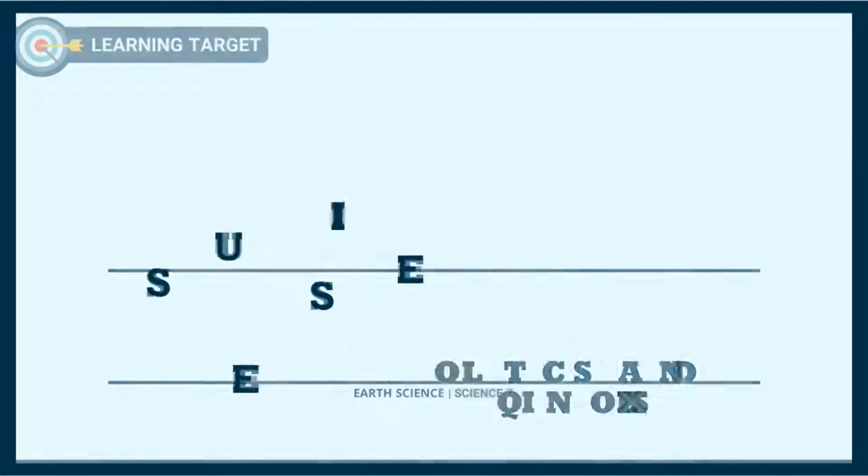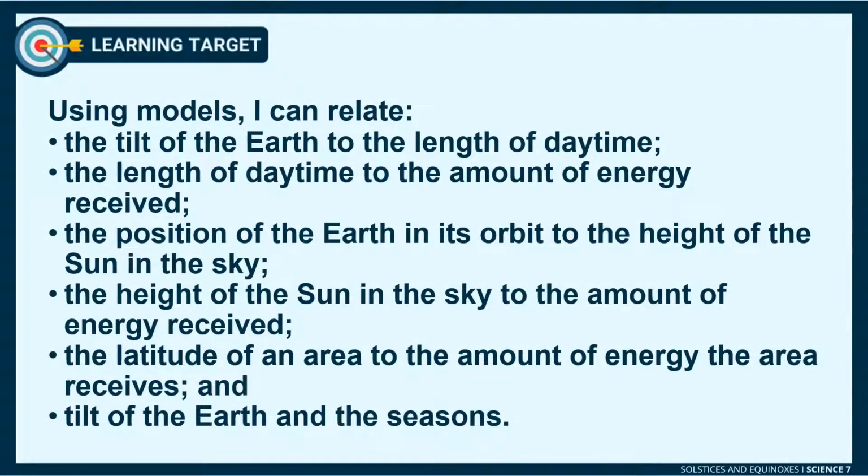At the end of this video lesson, using a model, you should be able to relate the tilt of the Earth to the length of daytime, the length of daytime to the amount of energy received, the position of the Earth in its orbit to the height of the Sun in the sky, the height of the Sun in the sky to the amount of energy received, the latitude of an area to the amount of energy the area receives, and the tilt of the Earth and the seasons.